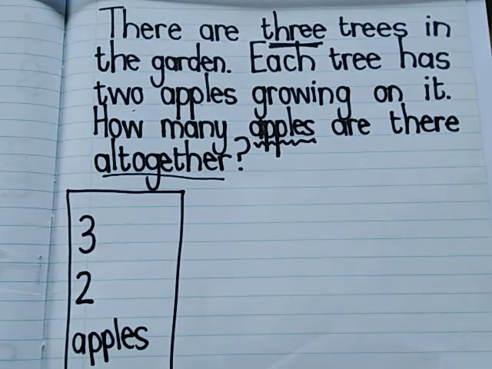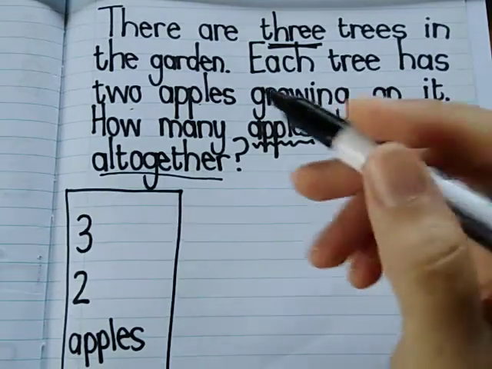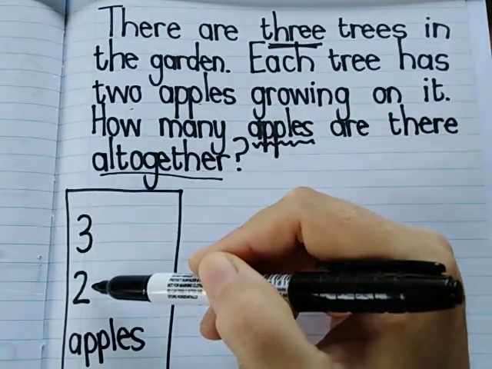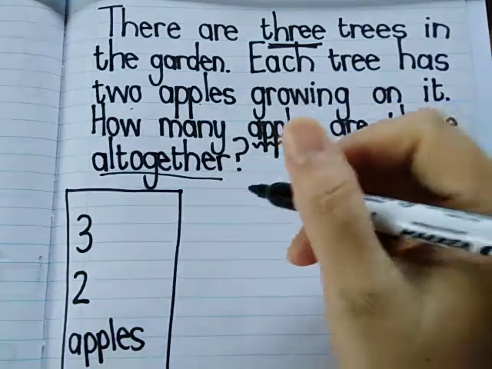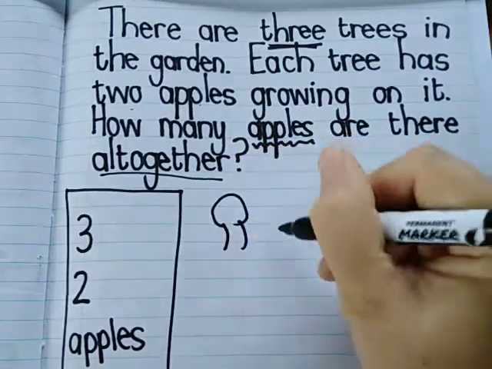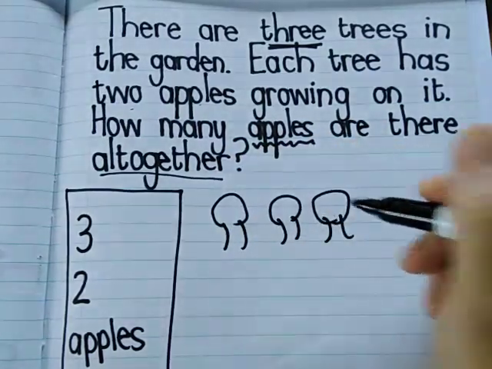Okay, for this kind of sum, it actually helps to draw a little picture because normally we would think that we have to say 3 plus 2, but in this case it's not right. So let's quickly start with our picture. So there are 3 trees. Tree number 1, tree number 2, and tree number 3.